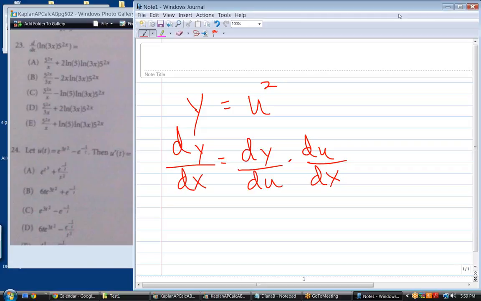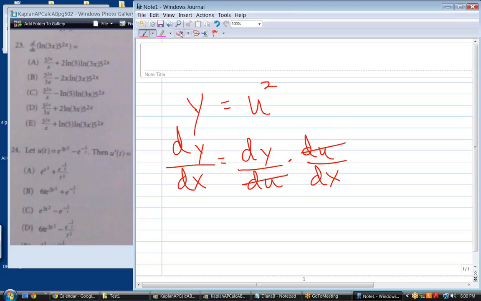All right. We left off with question 22 on this AP Calc AB exam. Let's just review the chain rule. If I have a function y equals u squared, and I want to find dy dx, I can't find dy dx directly. I can find dy du, which is just 2u, but then I have to multiply it by du dx. And notice how the fractions work here. That cancels with that, and I end up with dy dx.